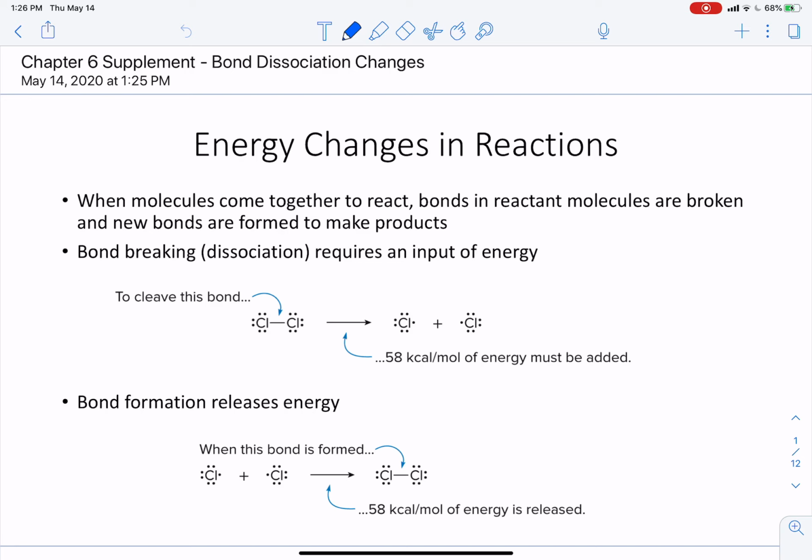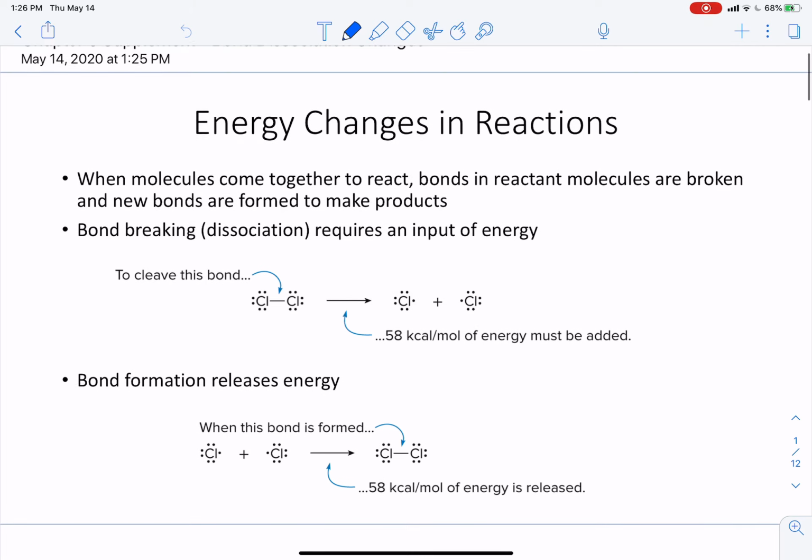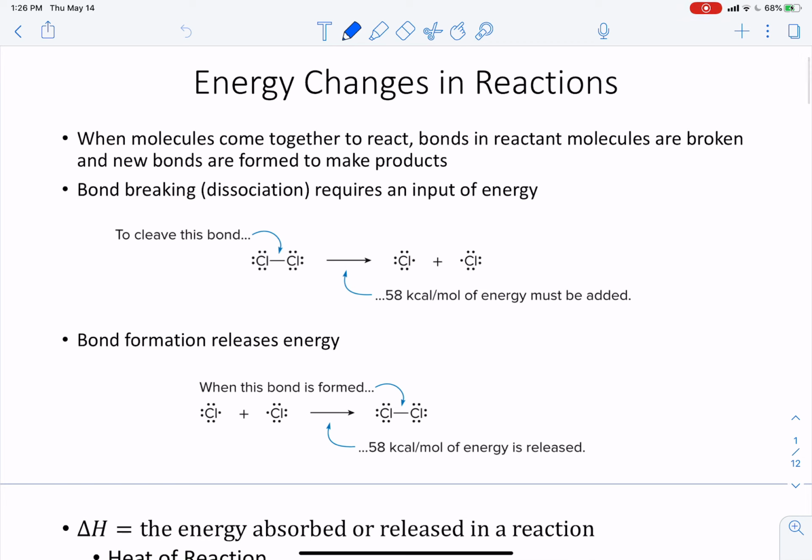Students, in this video we need to talk about energy diagrams and the energy that goes into and comes out of reactions. So if we take a look at this first slide right here, we can see that it tells us that when we have a reaction, we have molecules that are going to come together, and we're going to need to break bonds and we're going to need to make bonds.